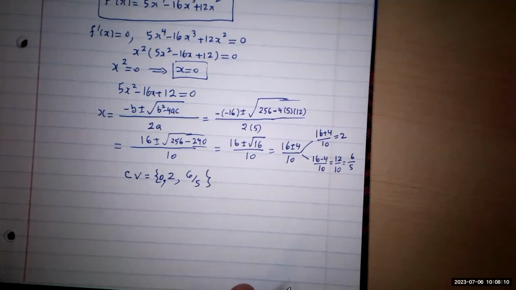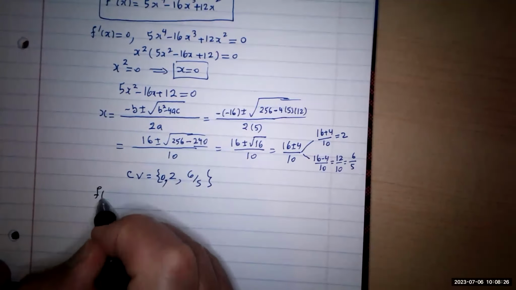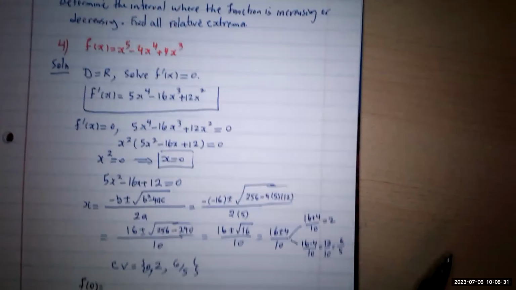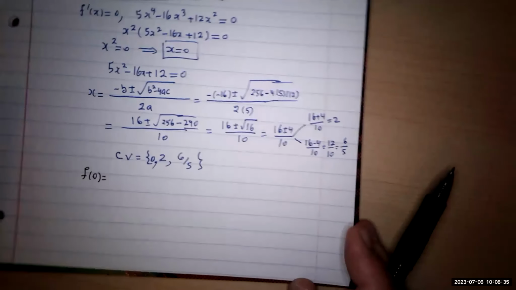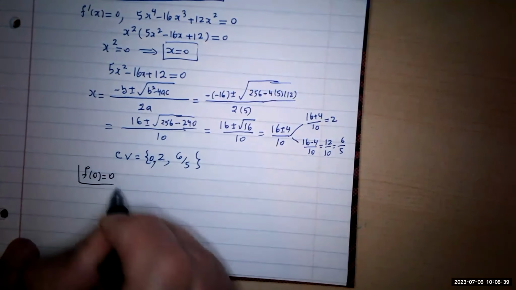So let's see. I know what is special about this one. We have three critical values. We have to go back and substitute them into the function and then make a chart to test it. So we get f of 0 in the original function, x to the 5th minus 4x to the 4th plus 4x cubed. If you put in 0, everything is 0. So we get 0 here.